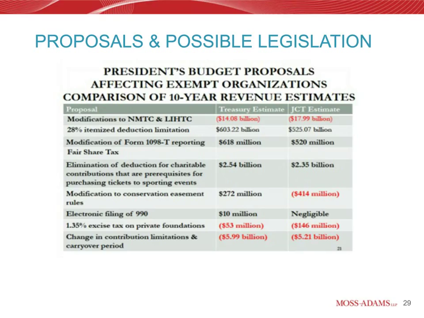Elimination of the deduction for charitable contributions that are prerequisites for purchasing tickets to sporting events. So with this one, if people had rights to purchase tickets, they would get an 80% deduction as a charitable contribution, so they want to take that away. Modifications to conservation easements are on there.